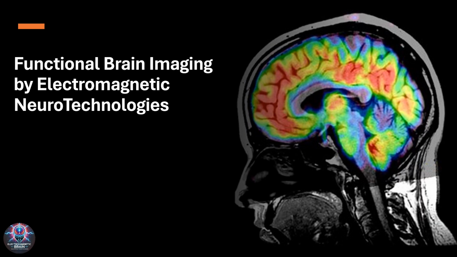Welcome to this comprehensive exploration of functional brain imaging using electromagnetic neurotechnologies. In this video, we will cover a variety of techniques employed in understanding the human brain's activity, ranging from electroencephalography, EEG, to more advanced methods like positron emission tomography, PET, and single photon emission computed tomography, SPECT. Each technique provides unique insights into brain function, offering unparalleled opportunities for both clinical and research applications. Stay with us as we break down the different modalities, their data acquisition, and processing methodologies.